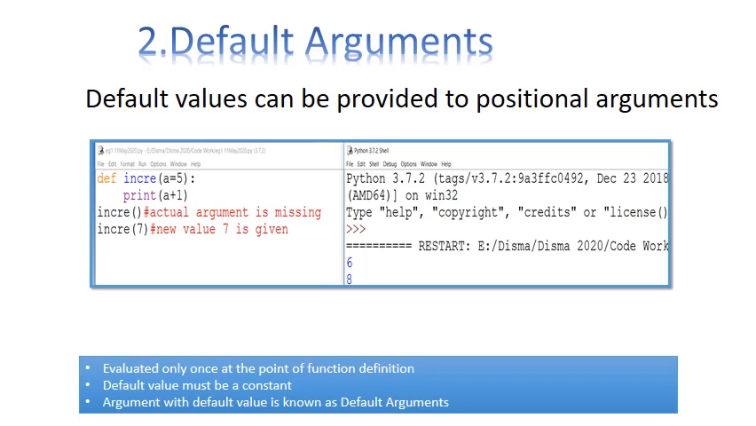Remember 3 major points. Default values will always be evaluated only once at the point of function definition. Default values, whenever you are giving them, must be constants. Whichever argument has a default value, we call that argument a default argument.